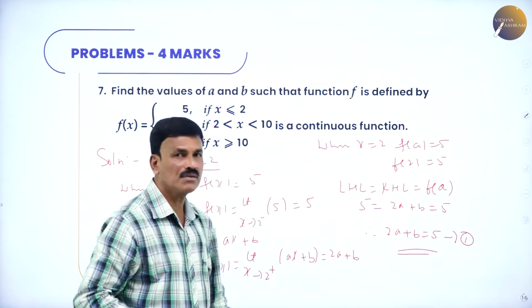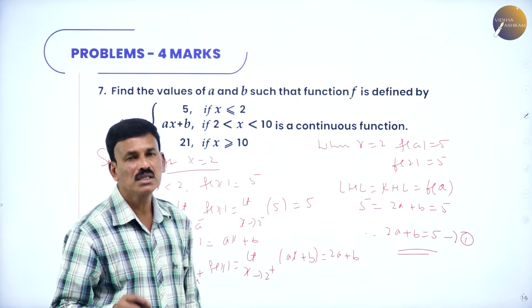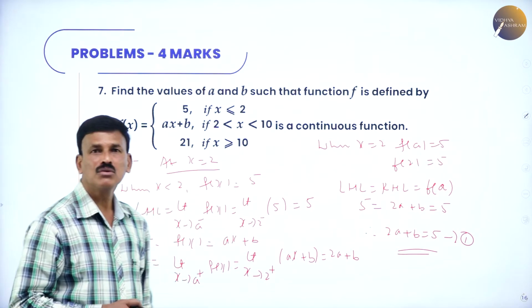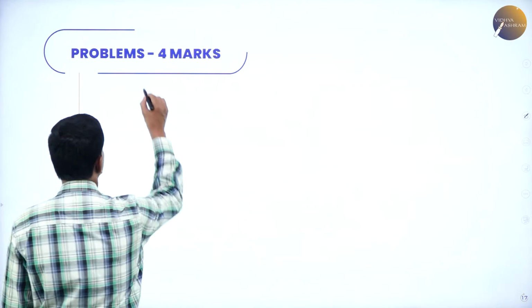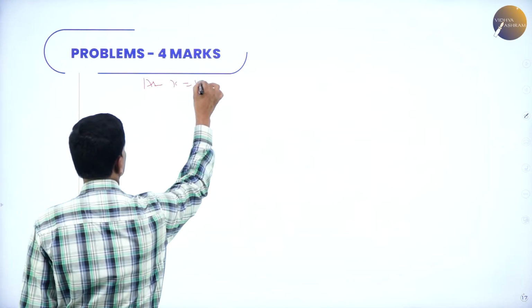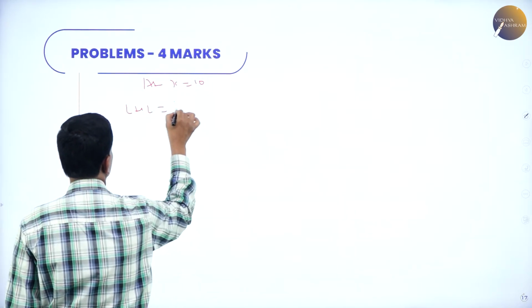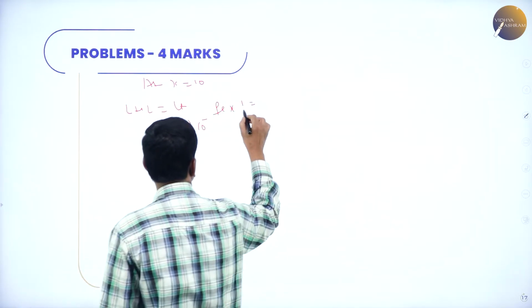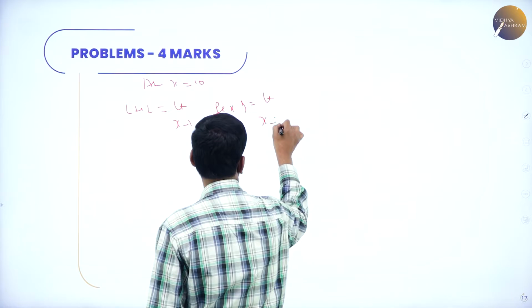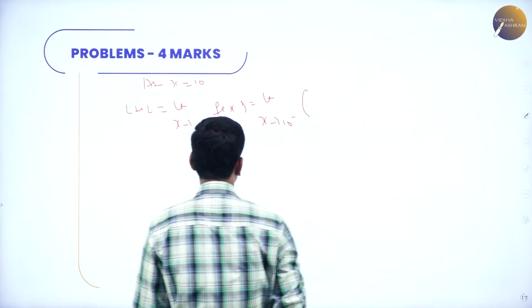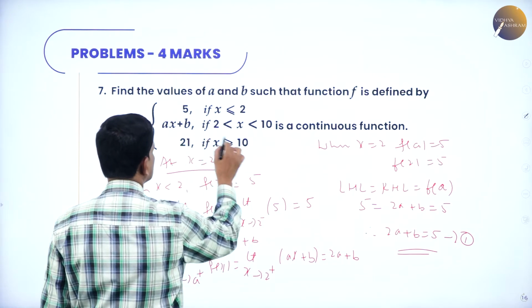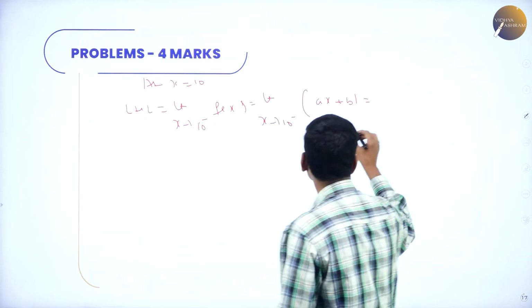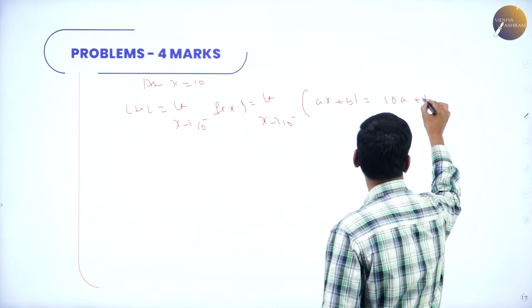So therefore we will get the first equation 2a plus b is equal to 5. Similarly at x is equal to 10, simplify, you will get the equation number 2. Now at x is equal to 10, the left hand limit is limit x tends to 10 minus f of x. When x is less than 10, f of x is ax plus b. Put x is equal to 10, this is 10a plus b.